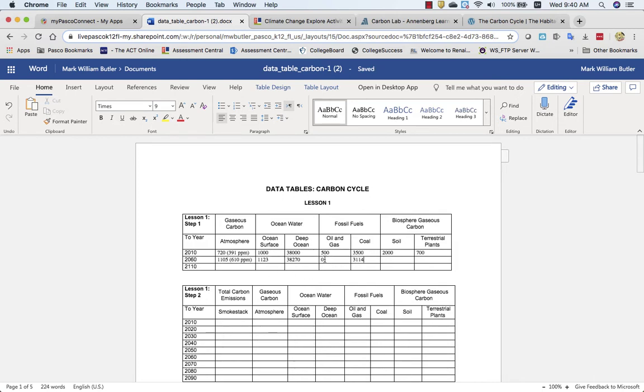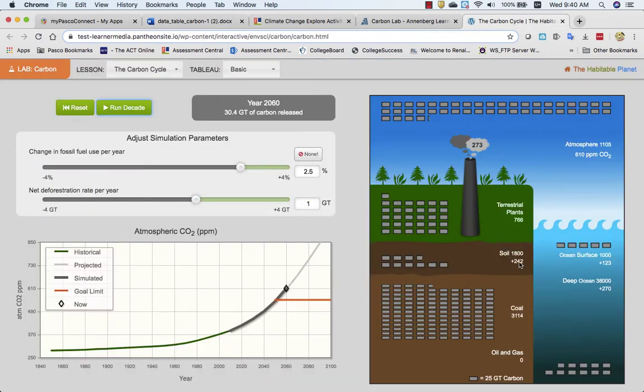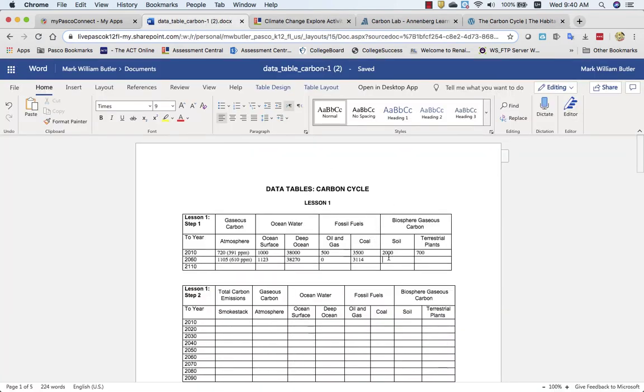Interesting, look what happened. We increased the amount of fossil fuels by 2.5% over the course of 50 years. This is a 50-year difference. And look what happens to oil and gas. And coal, notice what happens to coal. And then looking at soil, soil increases to 1800 plus 242, which gives us 2042. And then terrestrial plants is 766.